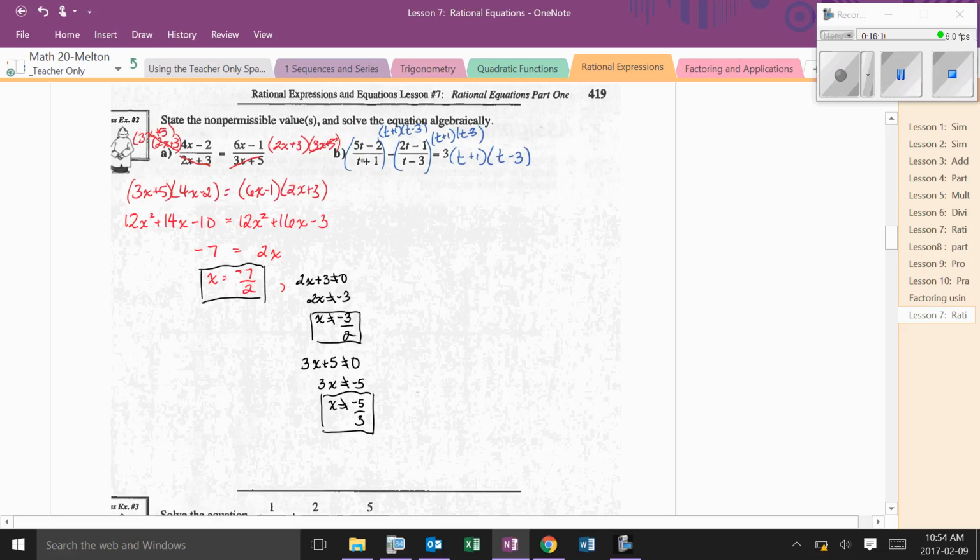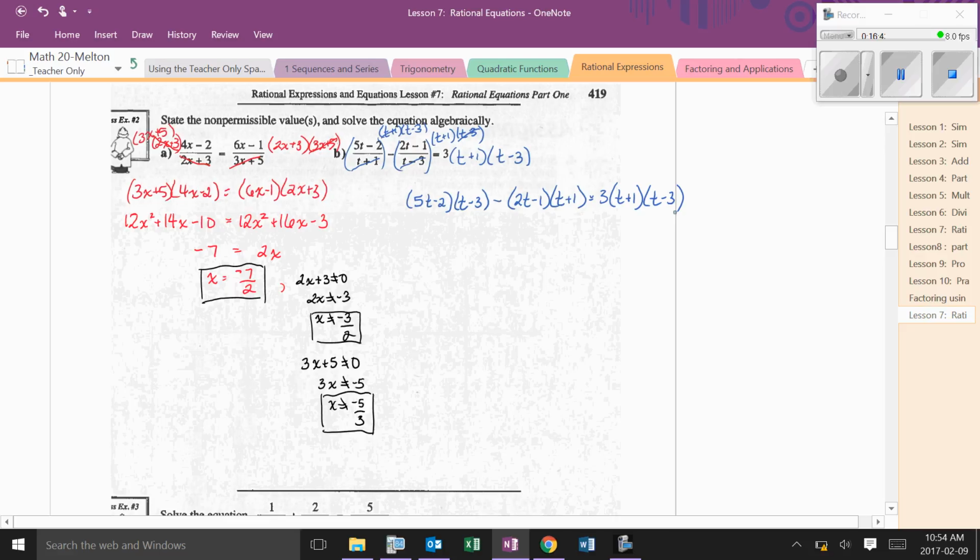The t plus 1s in that first term will cancel each other out. The t minus 3 in the second term will cancel each other out. So again, we are left without a denominator, which is what we want. So our new and improved equation is 5t minus 2 times t minus 3 minus 2t minus 1 times t plus 1 is equal to 3 times t plus 1 times t minus 3.